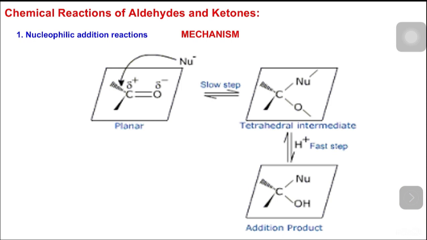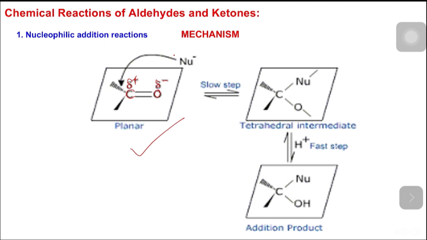Let's get started. So, this is the first chemical reaction of aldehydes and ketones in the chapter. The reaction is quite simple if you understand the basics. This is a carbonyl compound. As you can see here, we represent it like carbon making a double bond with oxygen, and this is a polar bond. That's why we write delta positive and delta negative here.